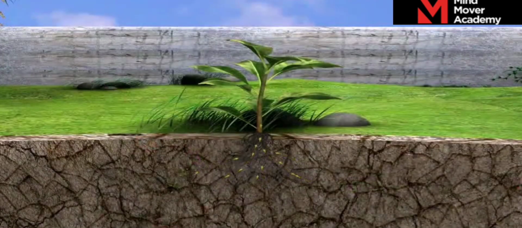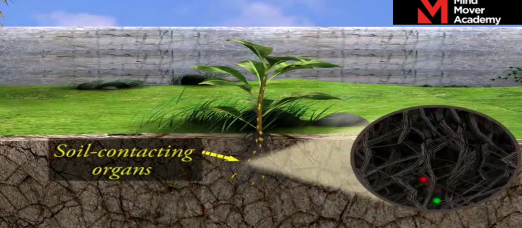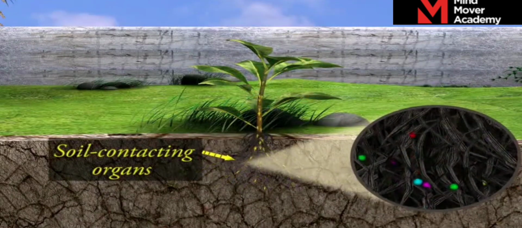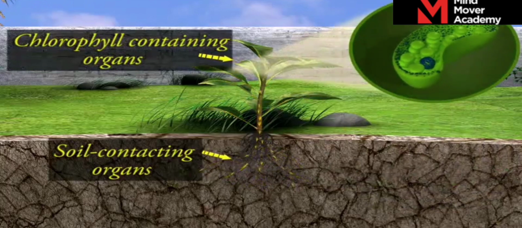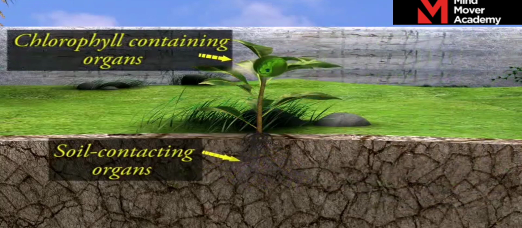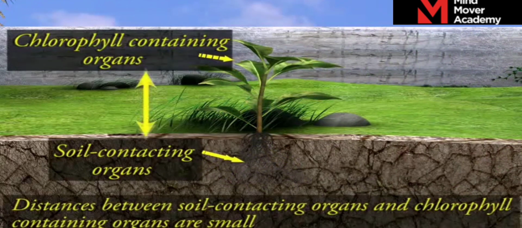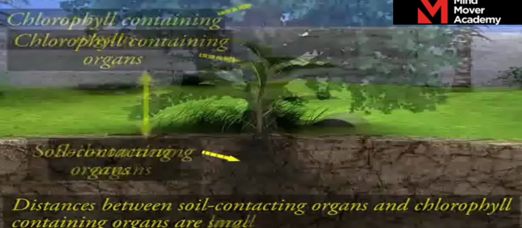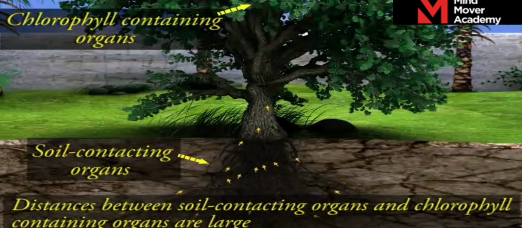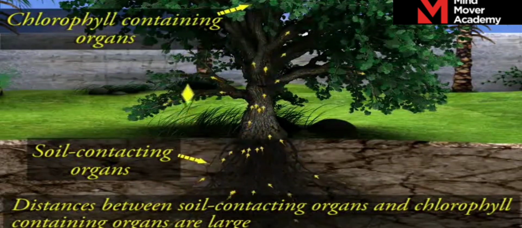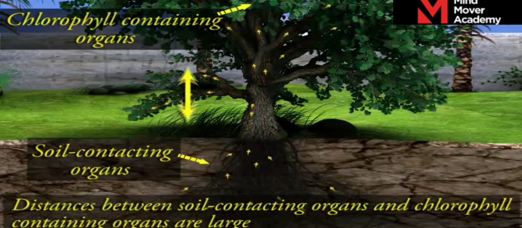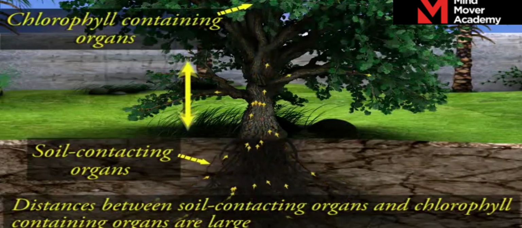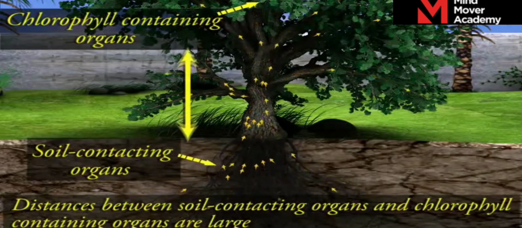If the distance between soil contacting organs and chlorophyll containing organs is small, energy and raw materials can easily diffuse to all parts of the plant's body. But if these distances become large, the diffusion process will not be sufficient to provide raw materials in leaves and energy in roots. Hence, a proper system of transportation is essential in such a situation.